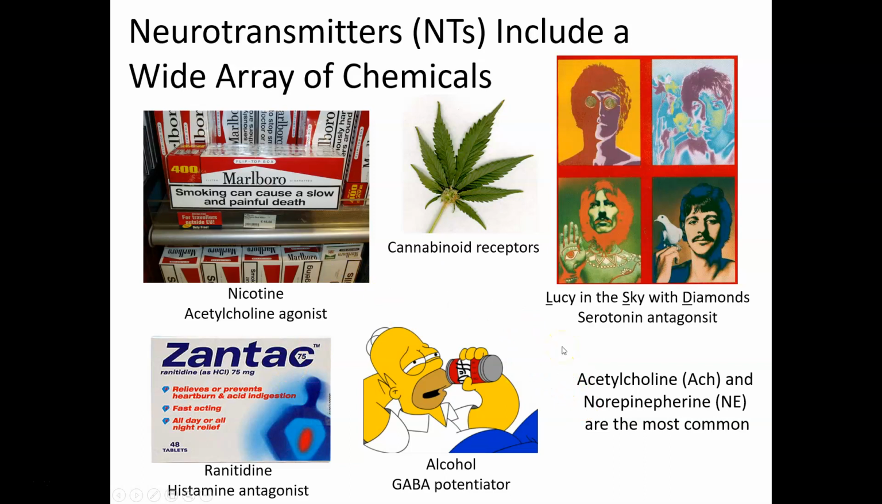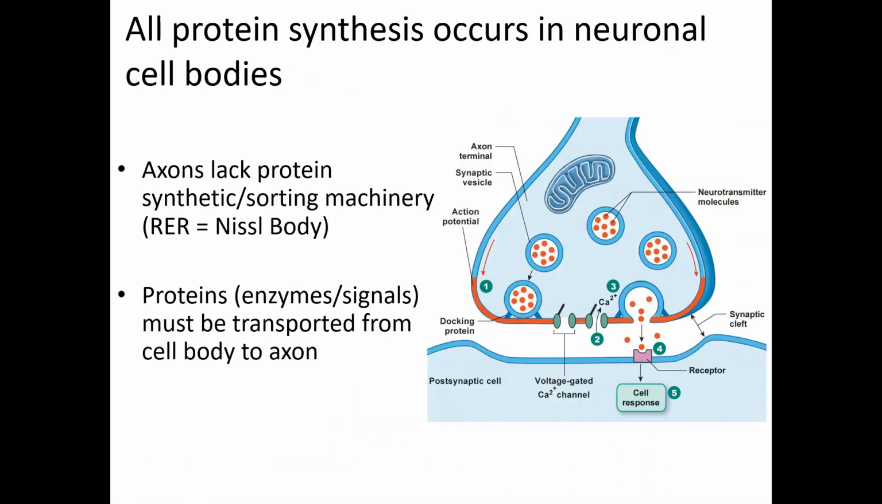We're not going to look at those at all in terms of class for the most part. We're going to focus primarily on two, especially when we get to the autonomic nervous system. Those would be acetylcholine and norepinephrine, which are the two most common ones we see in the peripheral nervous system. One of the other factors that doesn't show very well in some of these diagrams we have is that all protein synthesis for neurons occurs in the neuronal cell bodies.